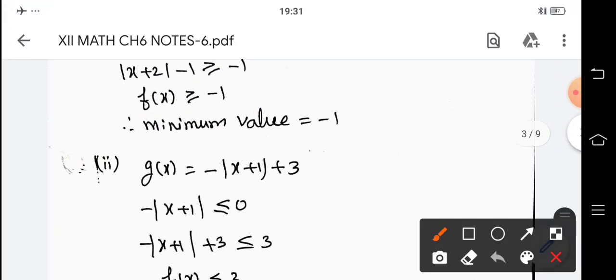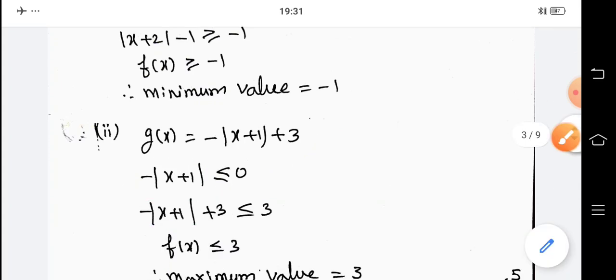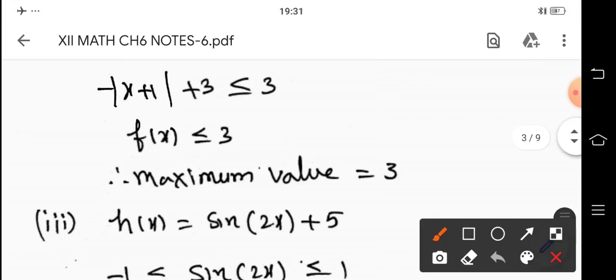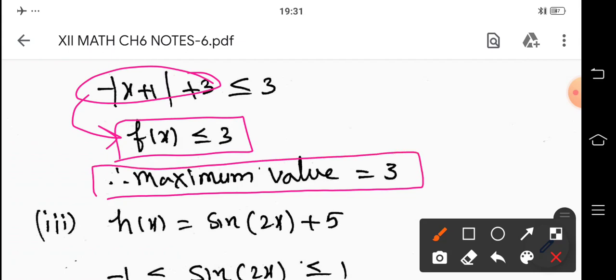Next, second question. Same. g of x is equal to minus of modulus x plus 1, plus 3. As modulus is always greater than or equal to 0, minus modulus x plus 1 is less than or equal to 0. Adding 3 on both sides, minus modulus x plus 1 plus 3 is less than or equal to 3. This is nothing but g of x. So g of x is less than or equal to 3. What does this mean? It is either 3 or less than 3, so it has a maximum value which is equal to 3.